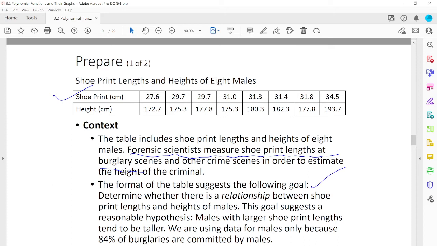This is the goal: determine whether there is a relationship between shoe print lengths and the height of males. This goal suggests a reasonable hypothesis: males with a larger shoe print length tend to be taller. We are using data for males only because 84% of burglaries are committed by males. This is just the preparation phase.